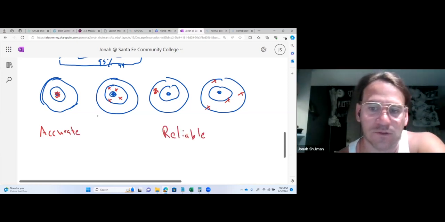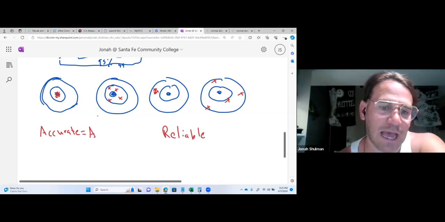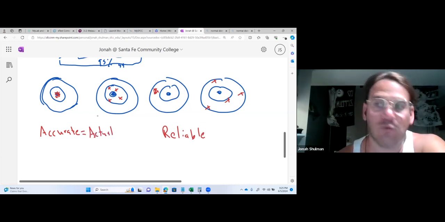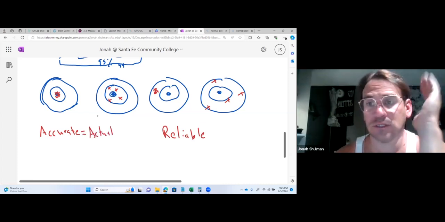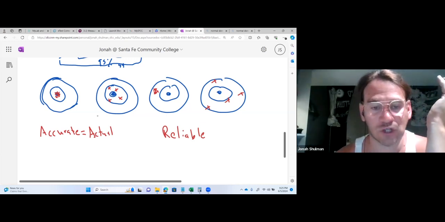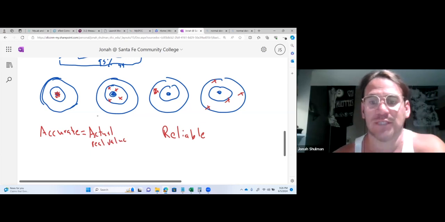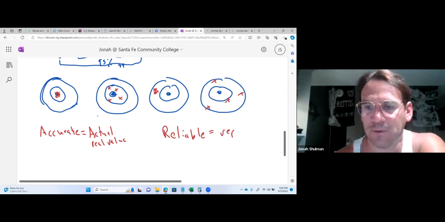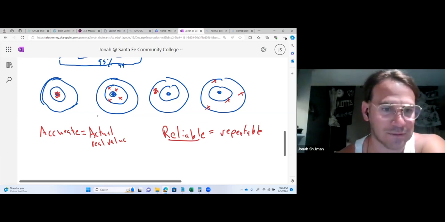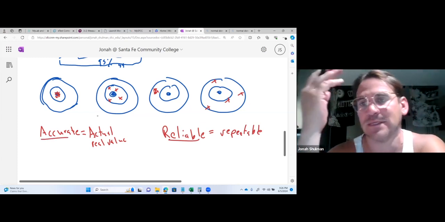All right. So the word accurate, you can think about actual value. If we get this actual value, it's just going to make sense for us because it's the real value we are trying to get. And when they're saying reliable, it's just repeatable. Okay. We're getting the same thing over and over again. These two are not the same ideas. You might think accurate and reliable are the same thing.